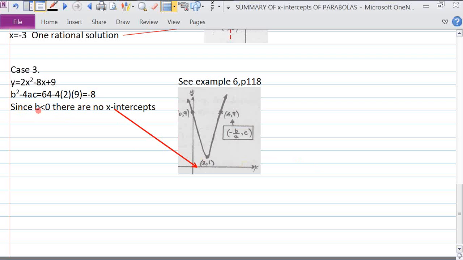And this should read b squared. I'm going to correct that right now. Small error there. So since b squared minus 4ac is less than 0, in other words, negative, there are no roots. And you can see over here, this does not cross the x-axis, so there are no roots.